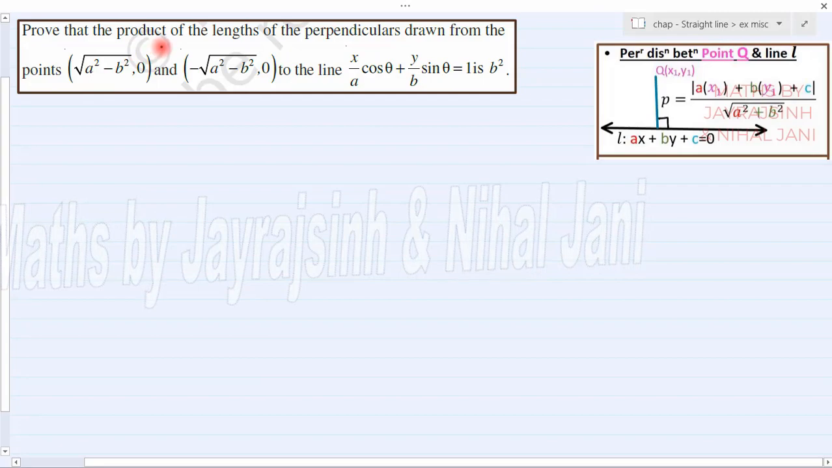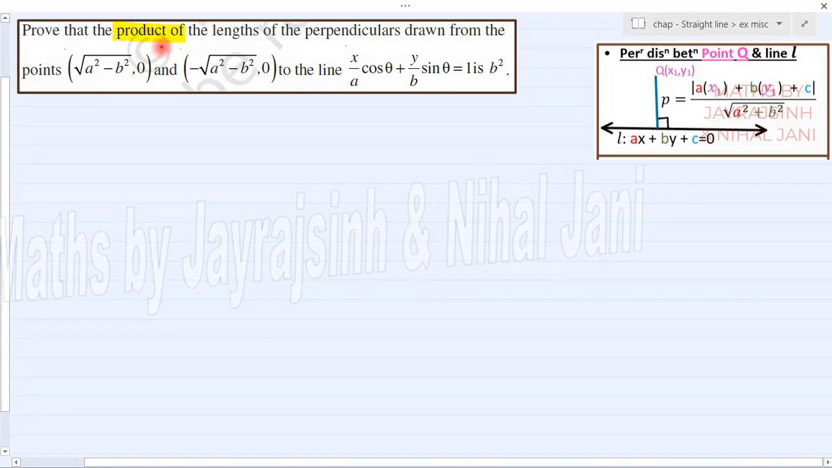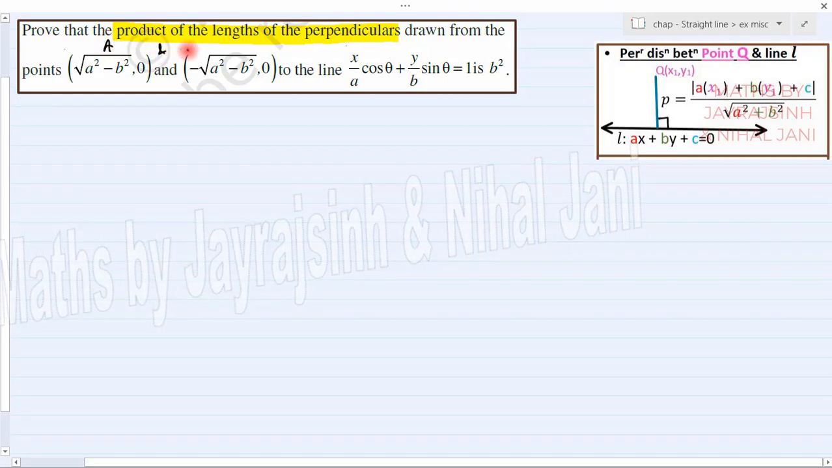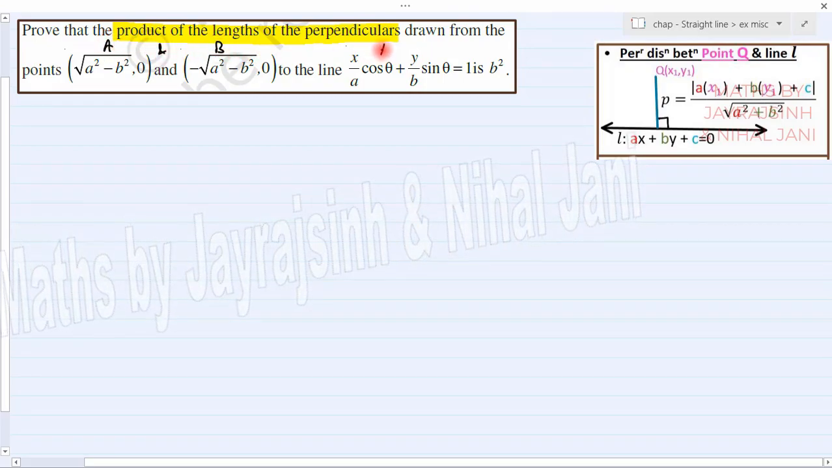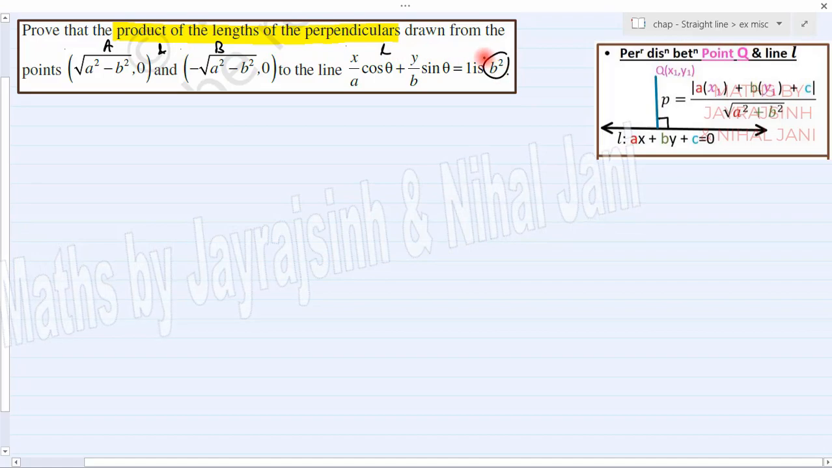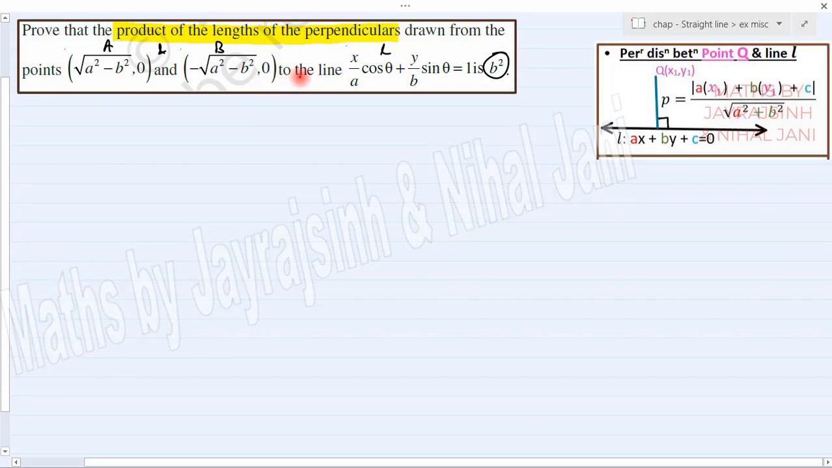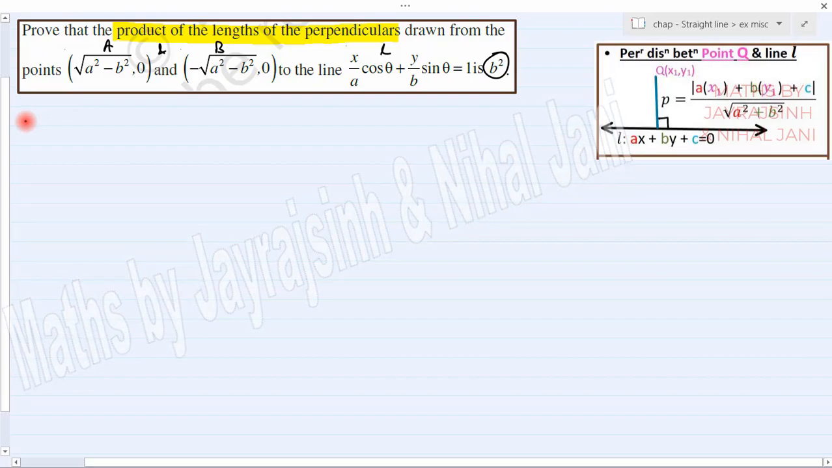In this question, we have to prove that the product of the lengths of perpendiculars from points A and B to the line L is given by b square. So we have to find the perpendicular distance from a point to a line. Now, before we go for the equation, let's simplify our equation of line.